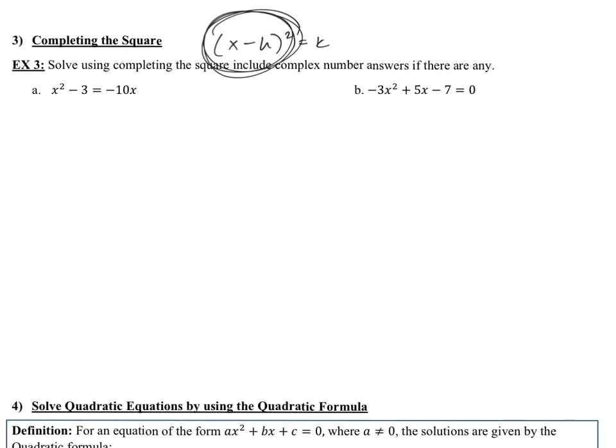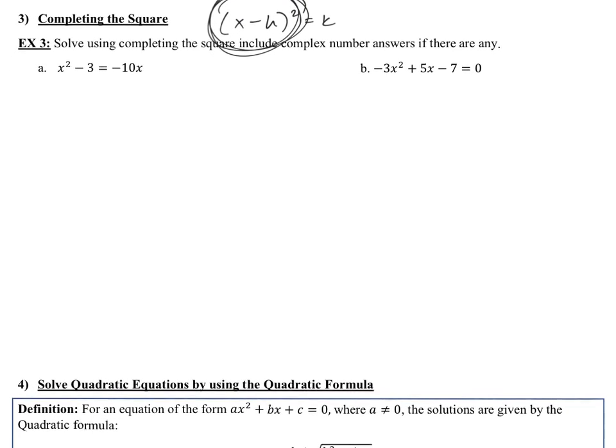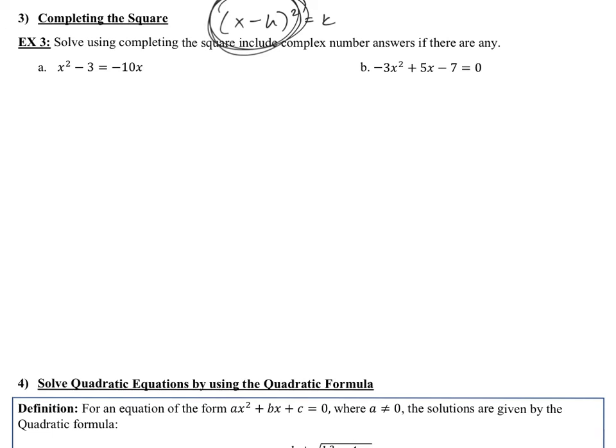And oftentimes, you're missing a number to make the perfect square trinomial. So the first thing you want to do to get a perfect square trinomial is you want to get the number on one side and all the ones with the variables on the other. So that's the first step. Let's go ahead and do that. We've got the x squared plus 10x equals negative or positive 3.